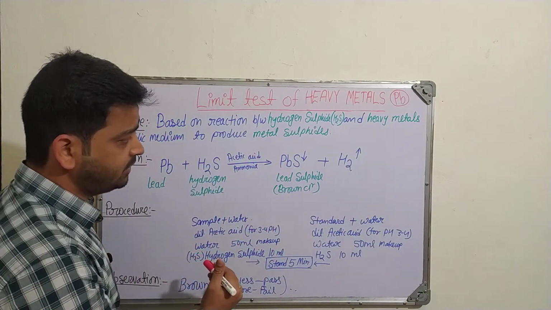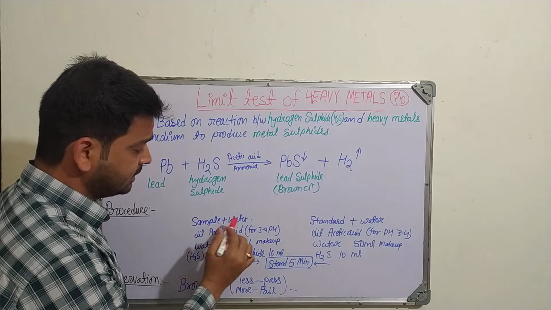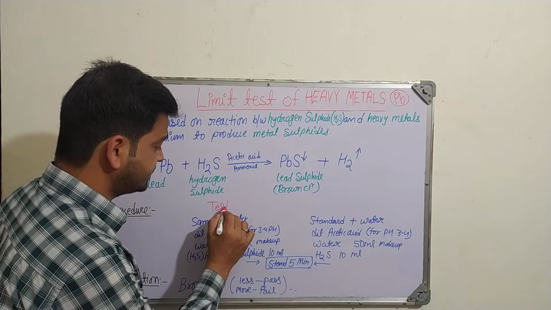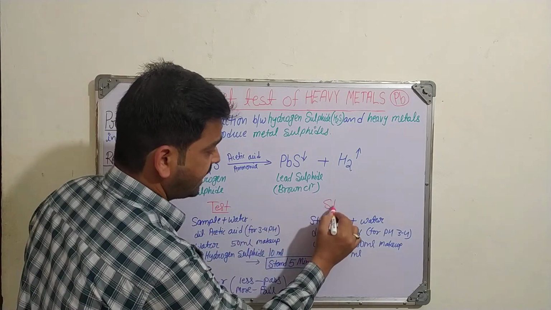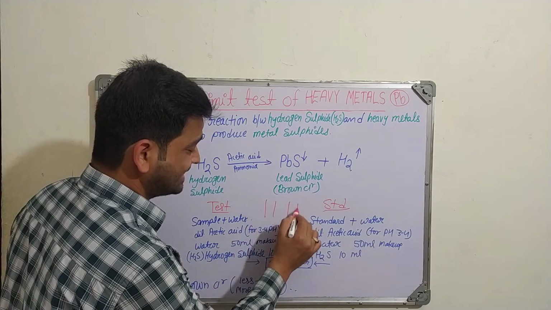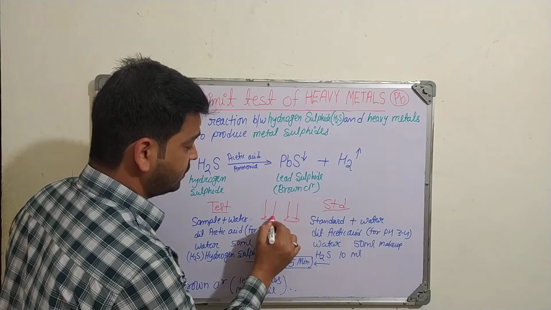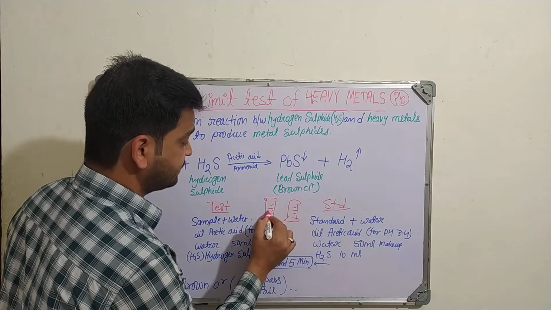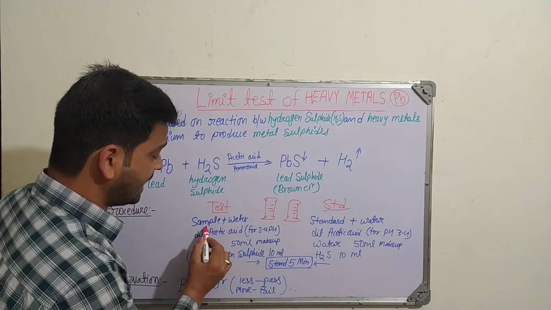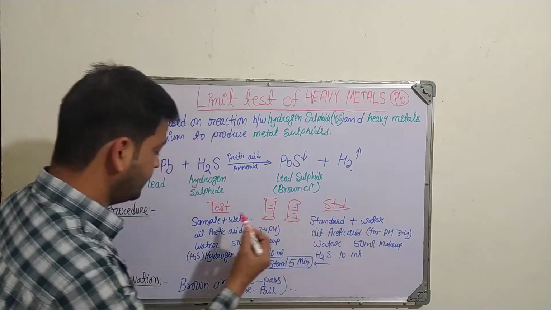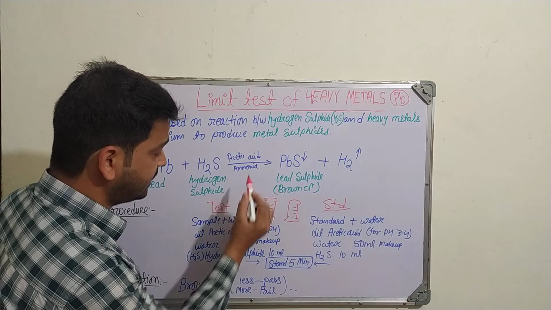What is the procedure for lead? Once again there will be two sides: this is the test side and this is the standard side. Again we have two test tubes, two Nessler cylinders, as we do for chloride, sulfate and others. First we take the sample plus water on the test side, and standard plus water on the standard side. Then dilute acetic acid, as I have written here.